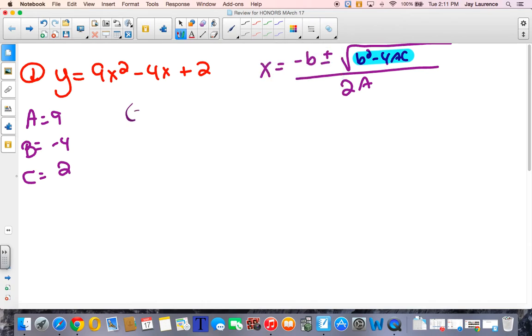So I'm going to do negative 4 squared minus 4 times a times c. I'm wondering if I'm going to get a negative here. I think I am. I'm going to get 16 minus 72. That's going to be a negative 56.